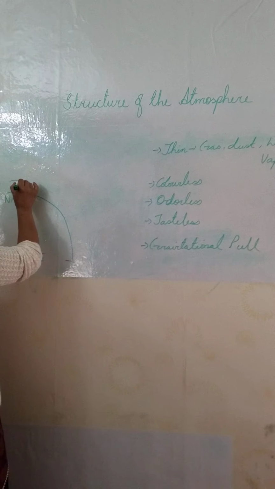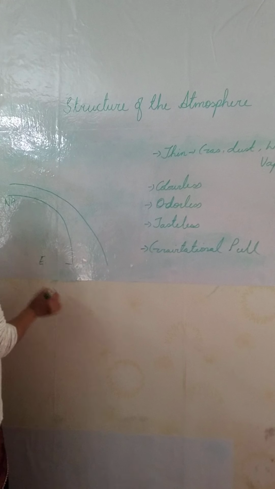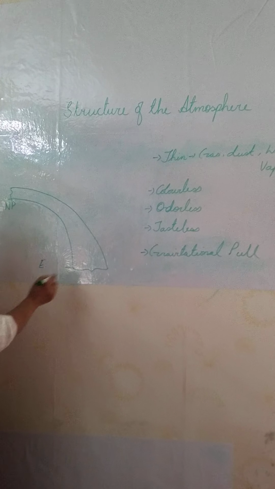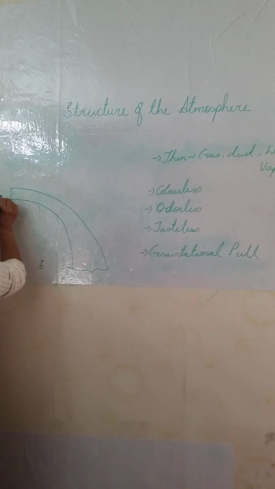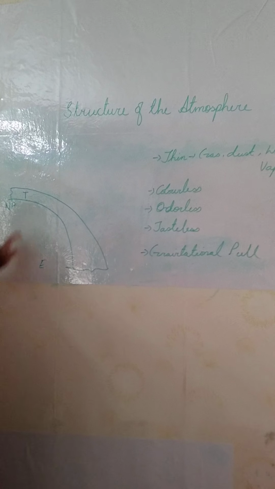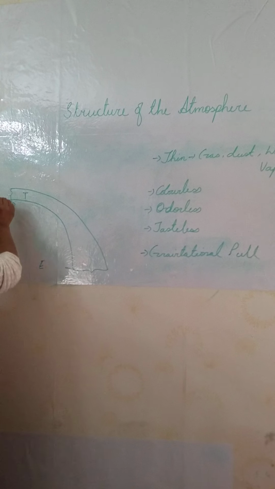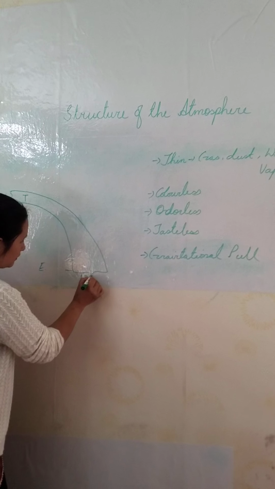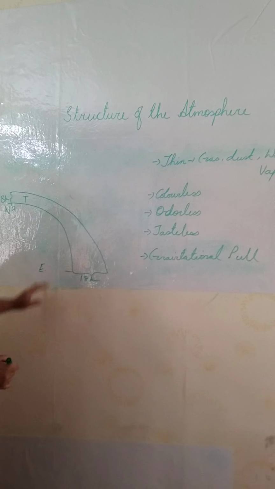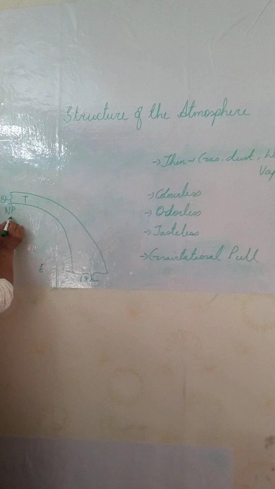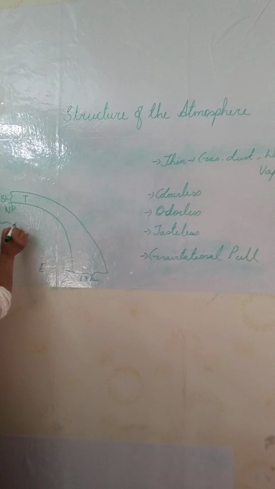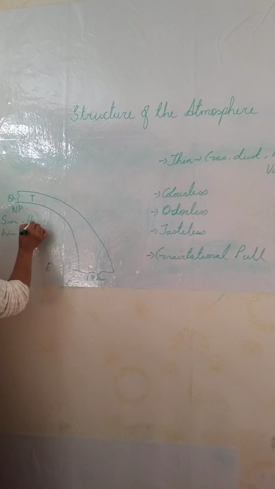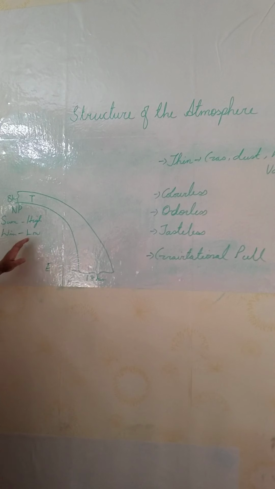The first layer is the troposphere. Now do you see this difference in the extent here over the poles and over the equator? So this is the first layer, the troposphere. The troposphere is about 8 kilometers over the poles and about 18 kilometers over the equator. Okay, and it also varies seasonally. The extent of the troposphere is higher in summer and lower in winter.